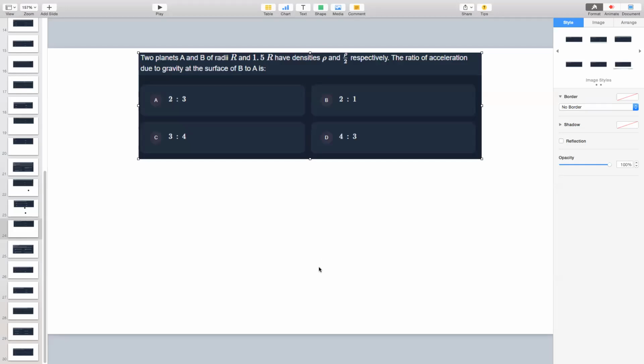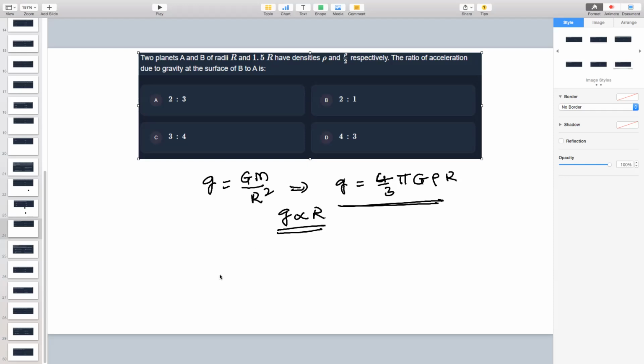Two planets A and B of radii r and 1.5 r have the densities rho and rho by 2 respectively. The ratio of acceleration due to gravity at the surface of B to A is? Already we know that the acceleration due to gravity on a planet is given by GM by R square, or in terms of density, g equal to 4 by 3 pi G rho R. That means g is proportional to R from this, as well as g proportional to density.